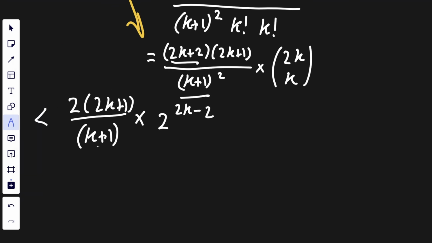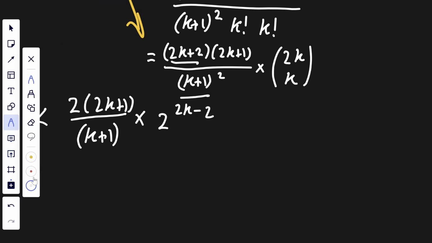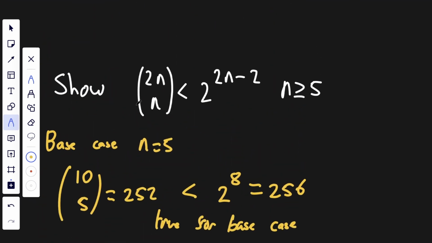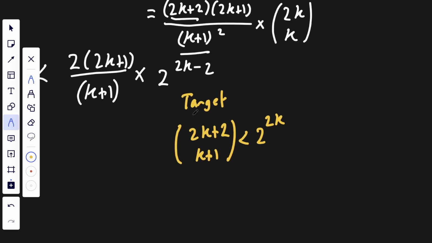And now what's left is we need to try get this to our target. So our target, I'll do this in yellow. Our target is to show that 2k plus 2 choose k plus 1 is less than 2 to the 2k, where I've just got this from subbing in k plus 1 into here. So you can check that you get to the same thing.